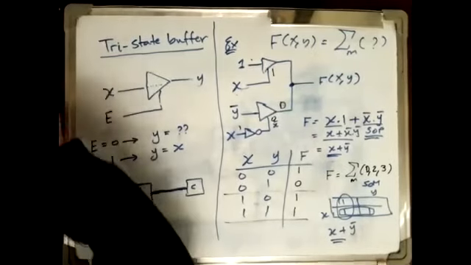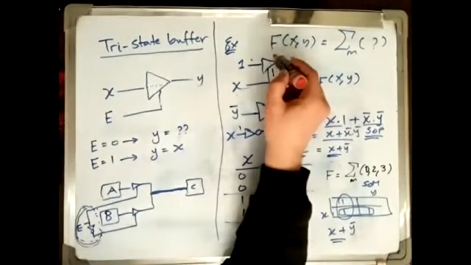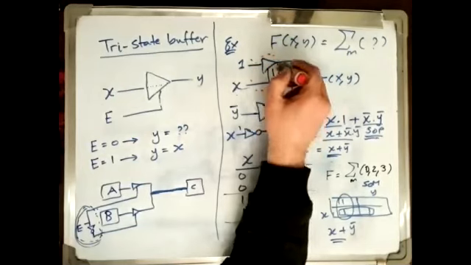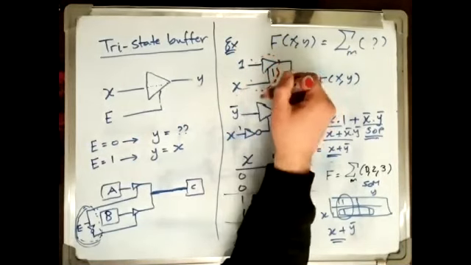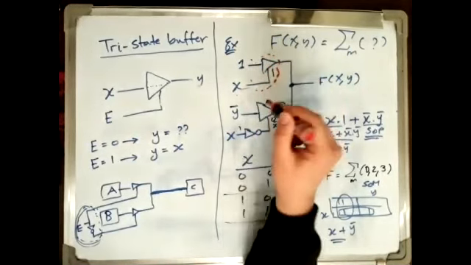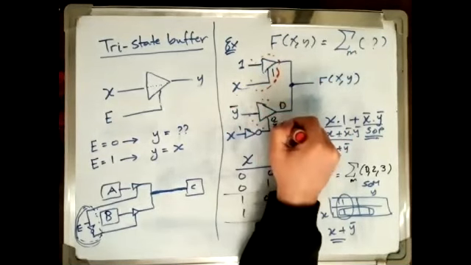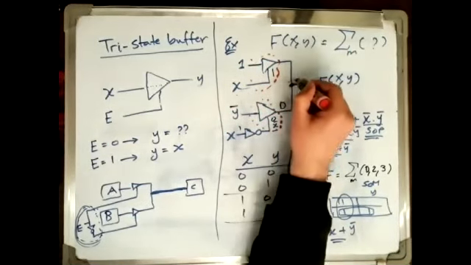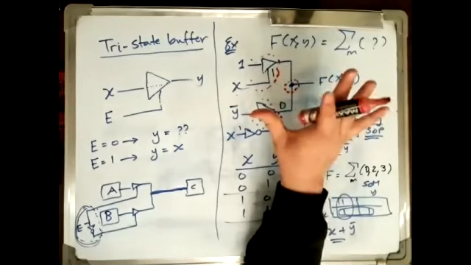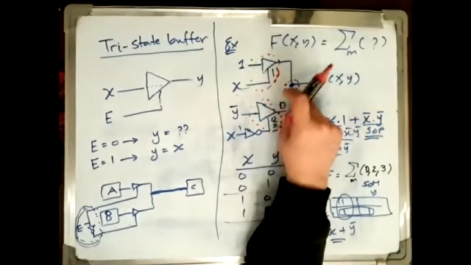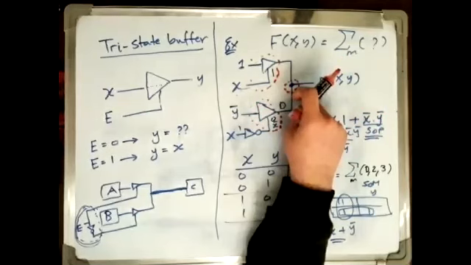So basically, let me just put this again. This is not an AND gate, but it is an AND condition, let's say. And this is also an AND condition. And this point is basically an OR condition. They call it wired OR.